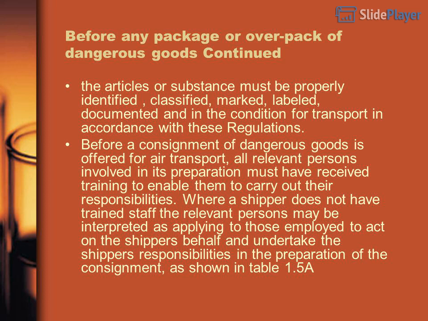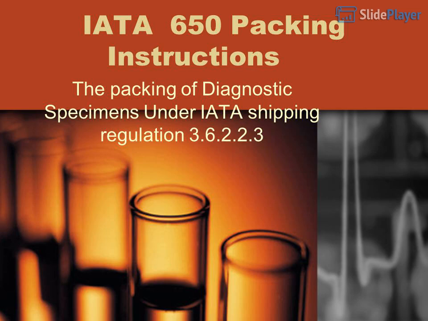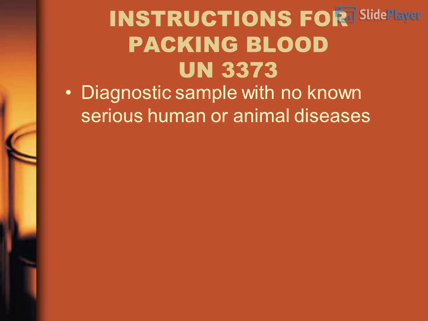Where a shipper does not have trained staff, the relevant persons may be interpreted as applying to those employed to act on the shipper's behalf and undertake the shipper's responsibilities in the preparation of the consignment, as shown in Table 1.5a, IATA 650 Packing Instructions. The packing of diagnostic specimens under IATA Shipping Regulation 3.6.2.2.3. Instructions for packing blood. UN3373. Diagnostic sample with no known serious human or animal diseases.